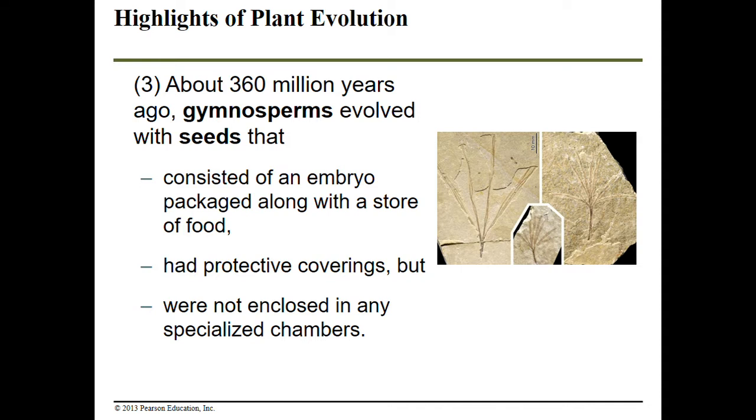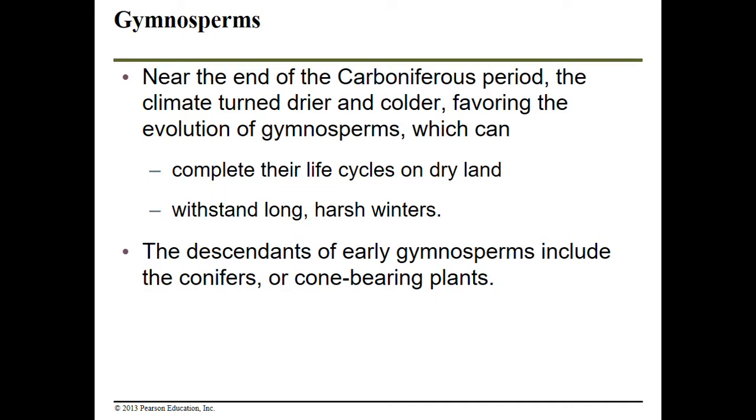All right, so moving on. Bryophytes were non-vascular, ferns were vascular, and next we have gymnosperms. They evolved seeds. You'll have your embryo, and that's packaged along with some food and protective coverage, but they weren't closed up in any chambers. And today's gymnosperms that we see are pine trees with pine cones.